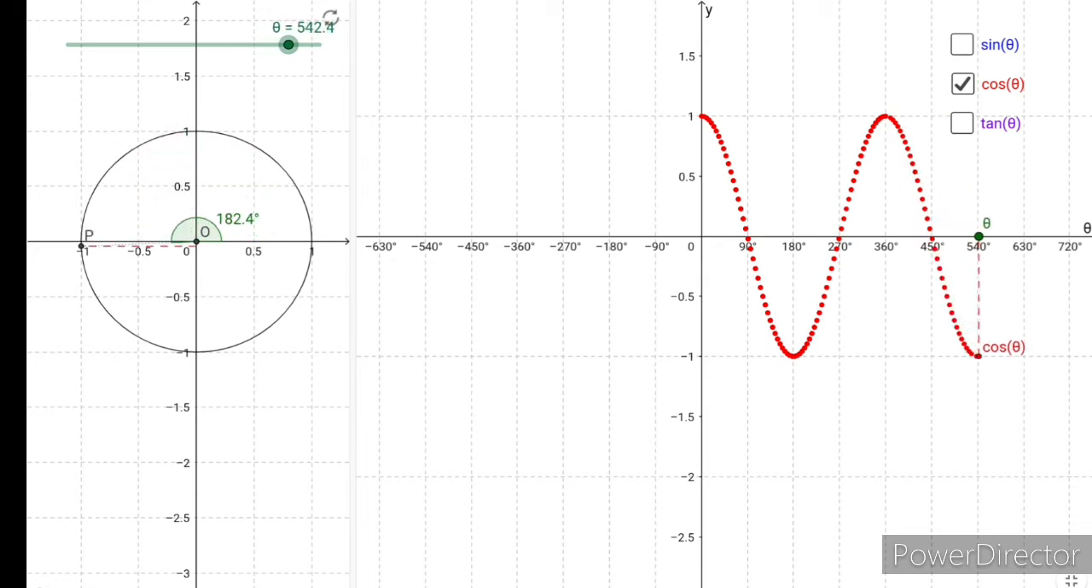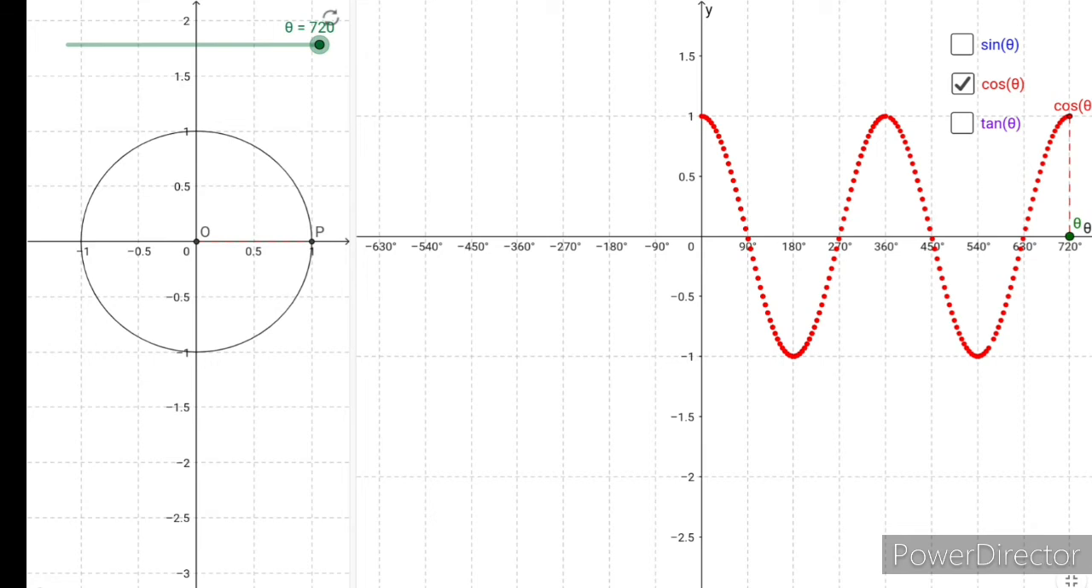Again, it keeps on repeating. From 0 to 90, it keeps on decreasing. At 90, it becomes 0. After 90, it keeps on decreasing. It becomes minus 1 at 180. After 180, it keeps on increasing and increasing, and at 270, it becomes 0. After 270, again it keeps on increasing, and at 360, it becomes 1. After 360, it is going to repeat.